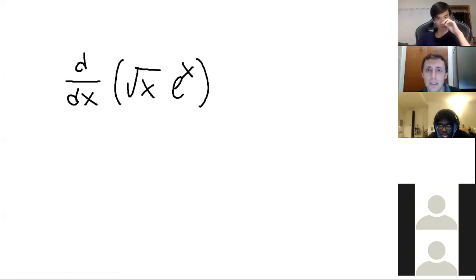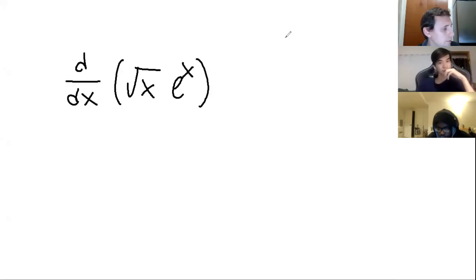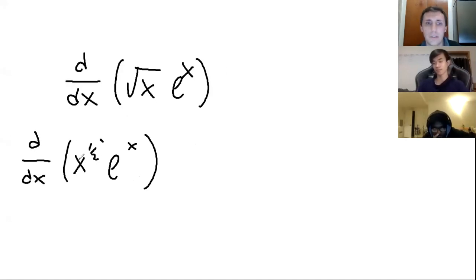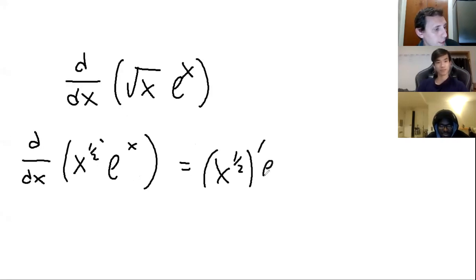Good, wonderful. So here is how you solve it. It's simply the derivative of x to the power of 1/2 times e to the x. And we know that we need to take the derivative of the first function. So this is simply the derivative of x to the 1/2 multiplied by the second function plus x to the 1/2 times the derivative of the second function.